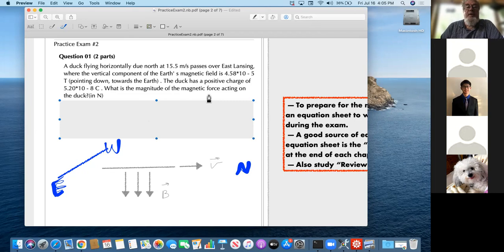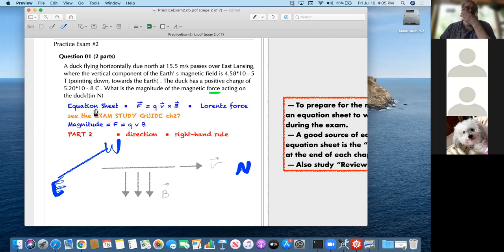So the crucial thing is the force. So you need to know the equation. So on your equation sheet, you should have the equation. Force is Q V cross B. That's the Lorentz force, the magnetic force on a moving object. Charge Q, velocity V, and magnetic field B. Now, in this problem, V and B are perpendicular. So the cross product will just be V times B in magnitude. So the magnitude is just QVB. Just multiply these three numbers together.